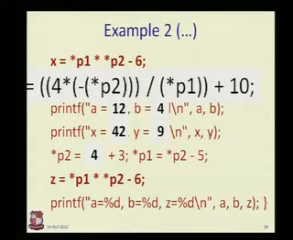Now let's see, P2 was 4, but now I have changed P2 to 4 plus 3. So P2 is now 7. So P1 becomes 7 minus 5. It will be 2. So let's see what now Z becomes.